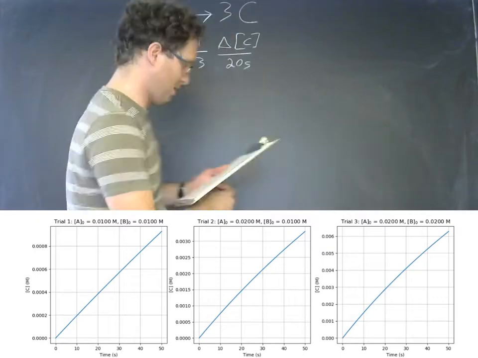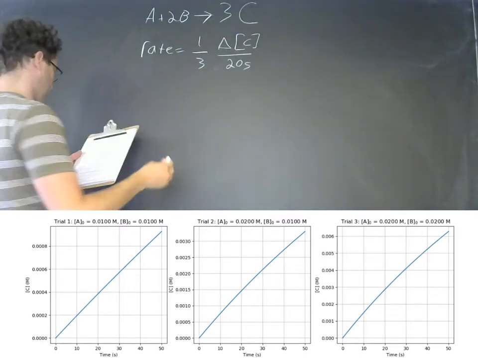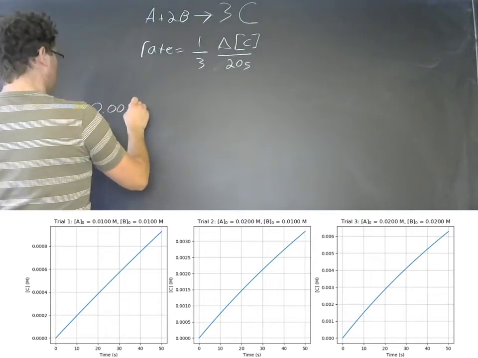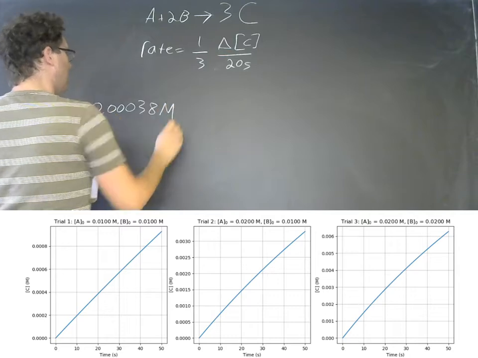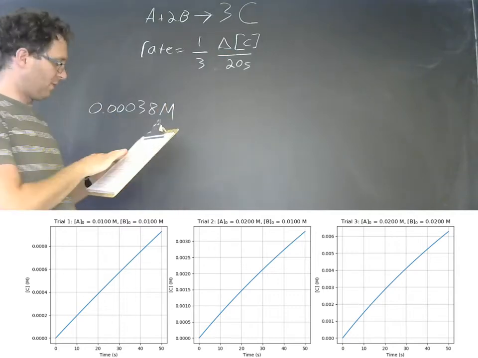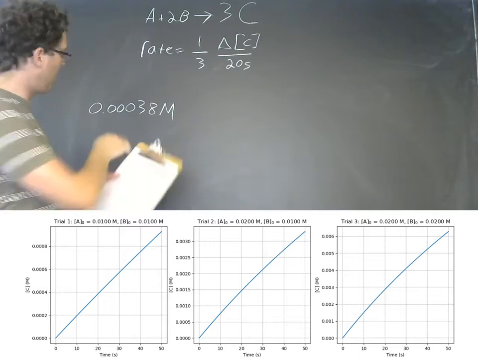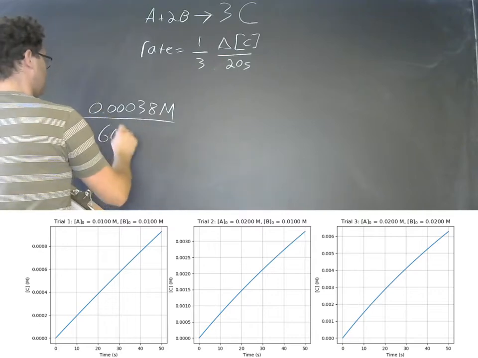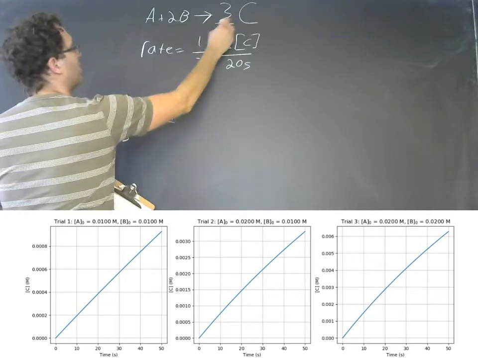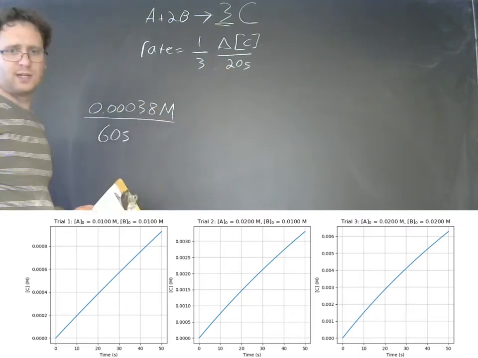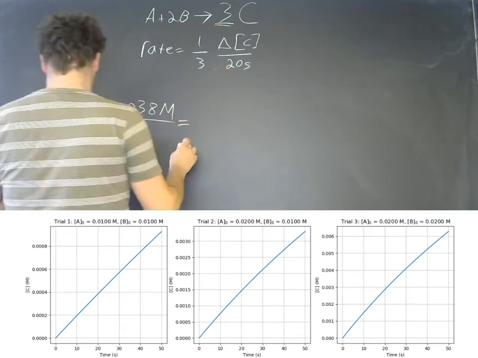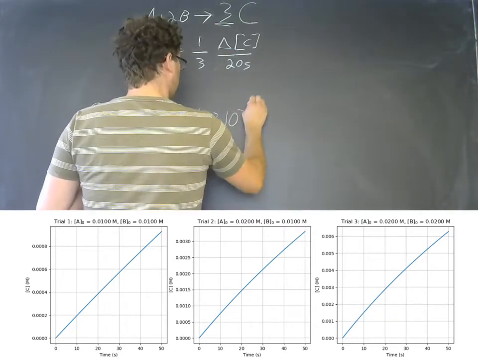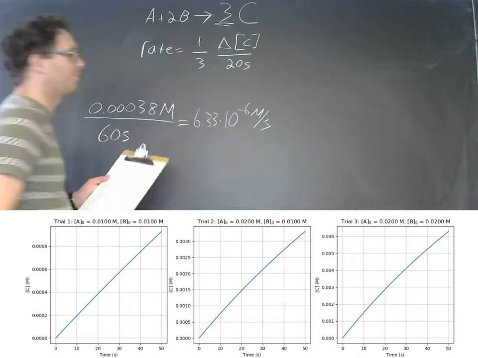So for this first one, it looks like at the 20-second mark, we have about 0.00038 molar concentration. It goes from 0 concentration at time 0 up to this concentration at time 20 seconds. And so we'll divide that by 60 seconds. That's the 3 from the stoichiometric coefficient times the 20-second interval. And this is going to give us a rate of 6.33 times 10 to the negative 6th molar per second.